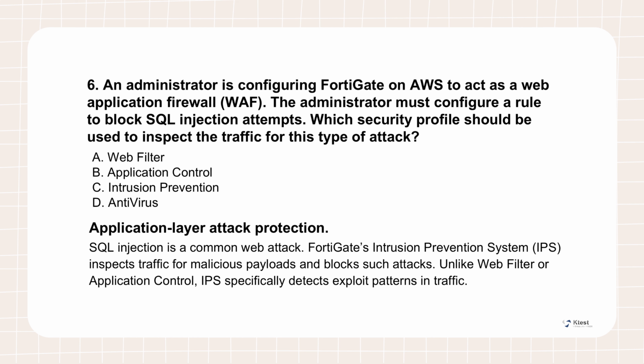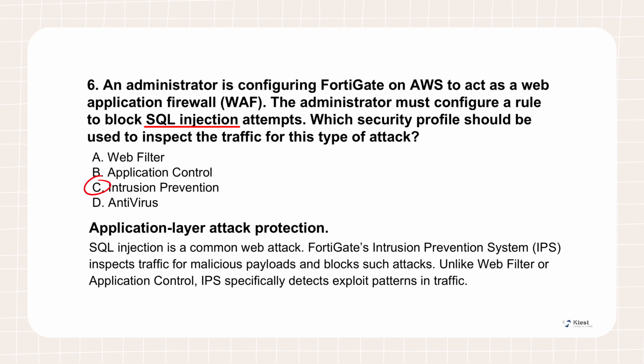Web attacks are always a concern. SQL injection, still a classic, still dangerous. If a FortiGate is acting as a WAF, say in AWS, how does it stop that? Good question. For SQL injection, the key FortiGate feature you need is the Intrusion Prevention System, or IPS. SQL injection is fundamentally about injecting malicious code, right? Trying to trick the backend database via web inputs.